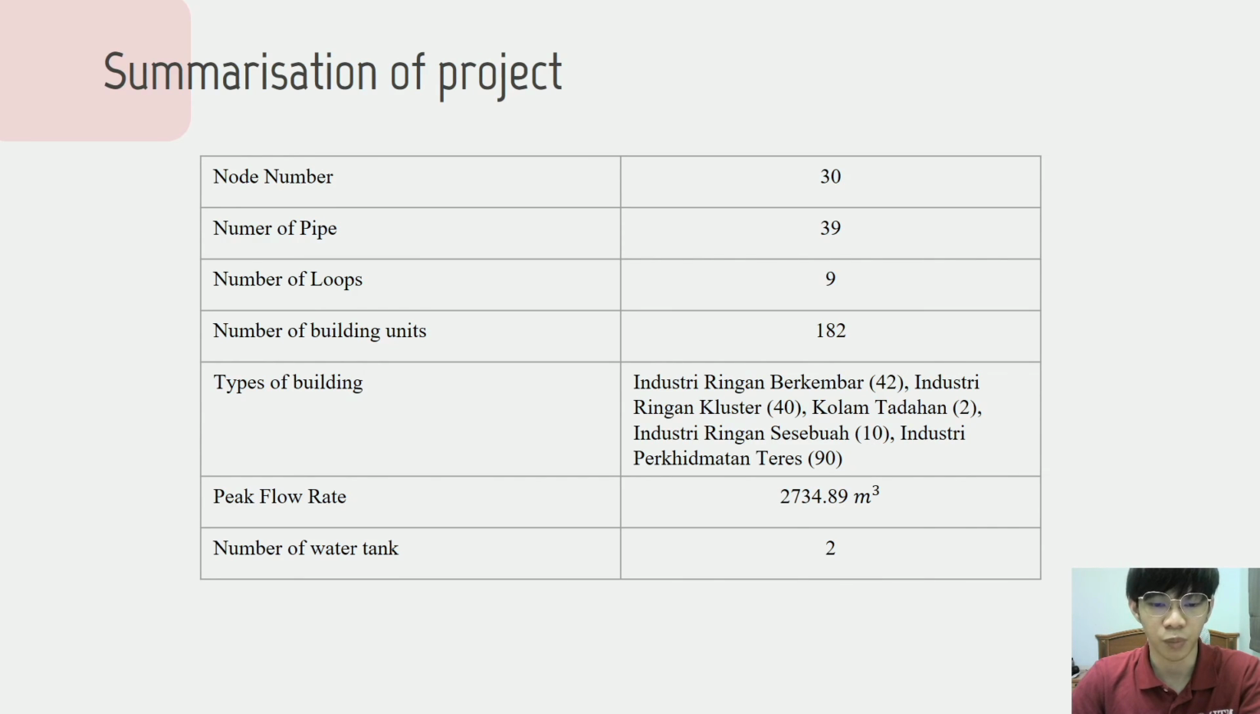Here is the summary of our project. In our project, there are 30 nodes, 39 pipelines, 9 loops, and 182 units of buildings. The types of buildings in the project area are Industrial Ringan Berkembang, Industrial Ringan Cluster, Kolam Tadahan, Industrial Ringan Sesebuah, and Industrial Perkhidmatan Terrace. The peak flow rate for this project area is 2,734.89 meter cube, and 2 water tanks are designed for this project area.